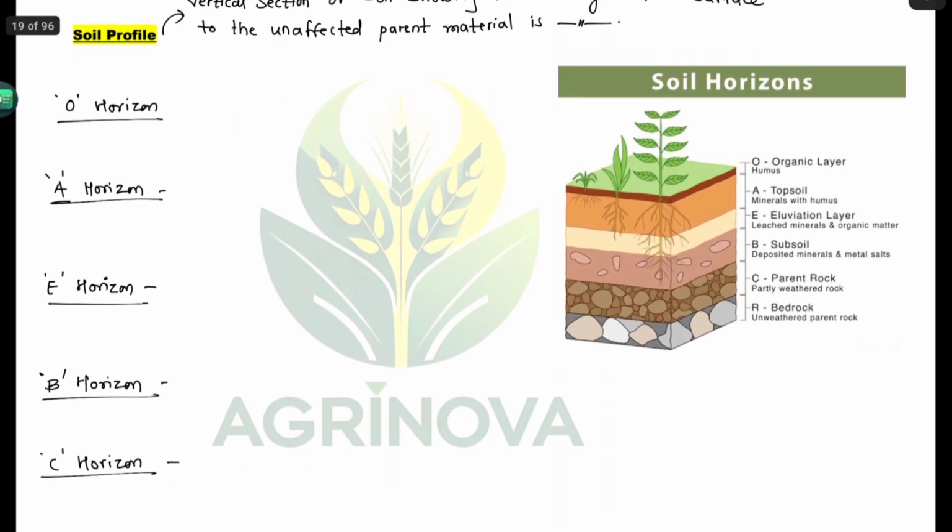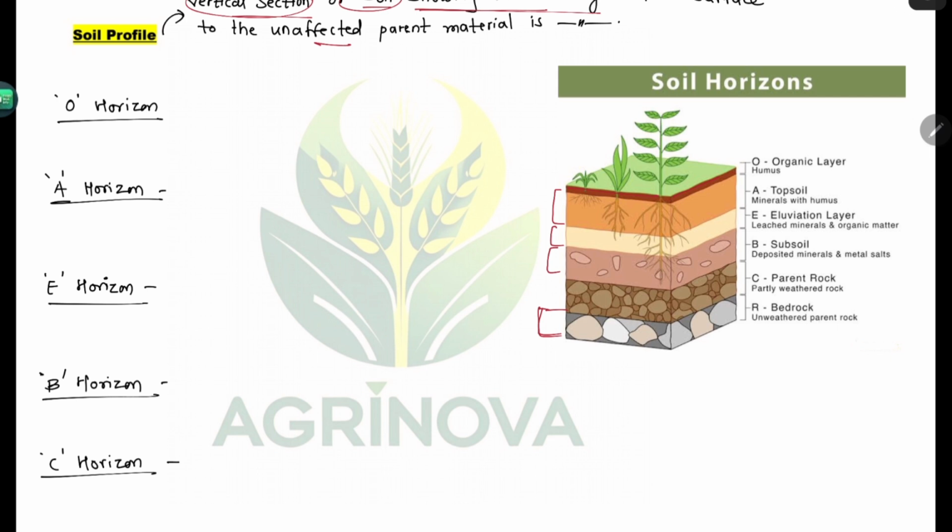First, let's see what do you mean by soil profile. The definition of soil profile is a vertical section of soil showing various layers. So, this is the vertical section of soil showing various layers from the surface to the unaffected, meaning the bottom part, which is basically a pure rock or parent material. This is called the soil profile.